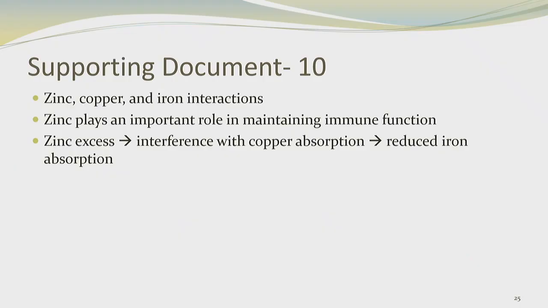So I did talk about supporting document 10 earlier, and supporting document 10 looks at zinc, copper, and iron interactions. It describes two additional trace minerals that we haven't talked about yet. So it talks about zinc and copper, and then it briefly mentions manganese as well. One important thing to remember from this supporting document is that zinc plays an important role in maintaining immune function. It also plays an important role in growth as well.